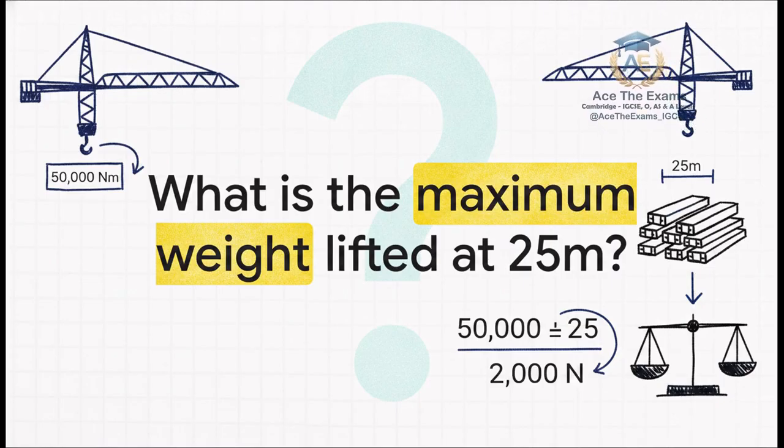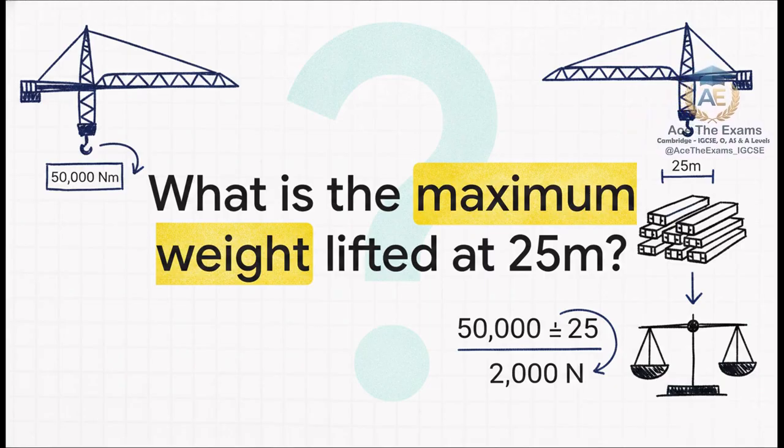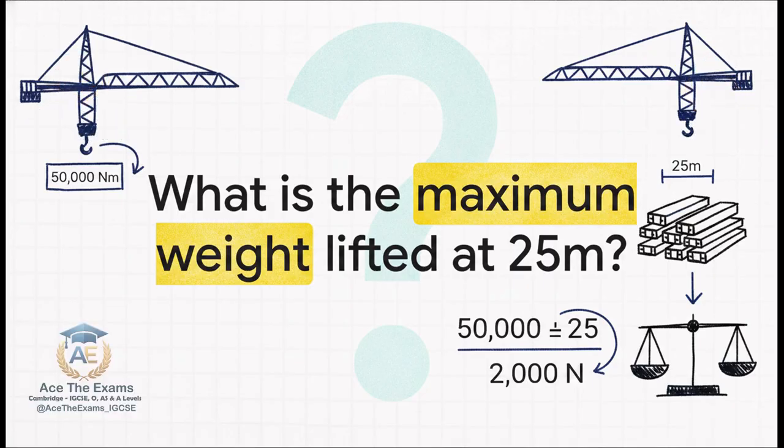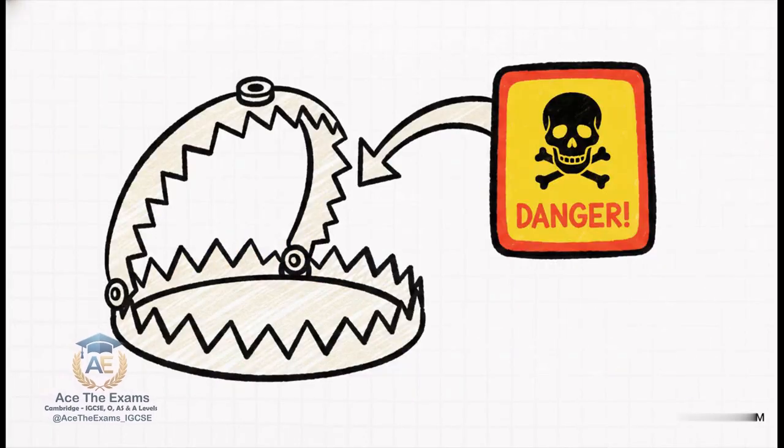What is the maximum weight of girders the crane can lift on the right side at a distance of 25 meters from the pivot? You have to balance the clockwise and anti-clockwise moments. Think about it for a second. Got it? The left side gives us 50,000 newton meters, so the right side must also equal 50,000. Divide that 50,000 by the 25-meter distance, and you get exactly 2,000 newtons. That is your maximum weight. Fantastic work!